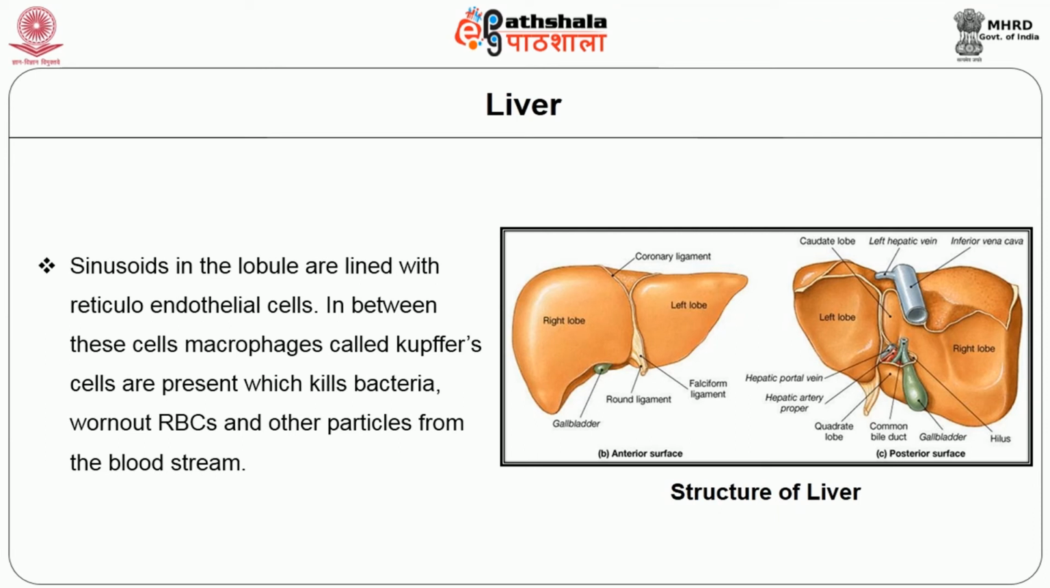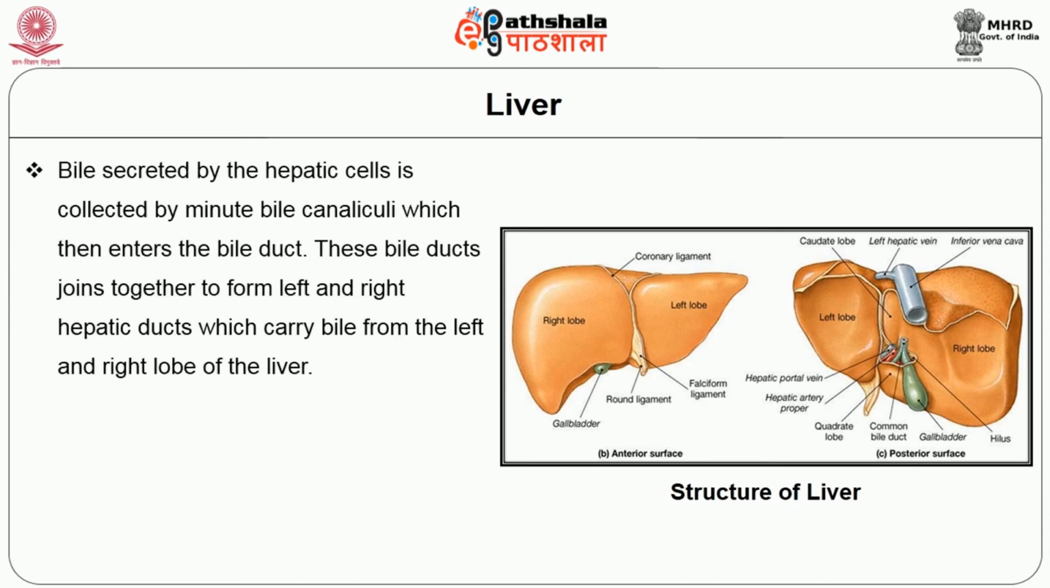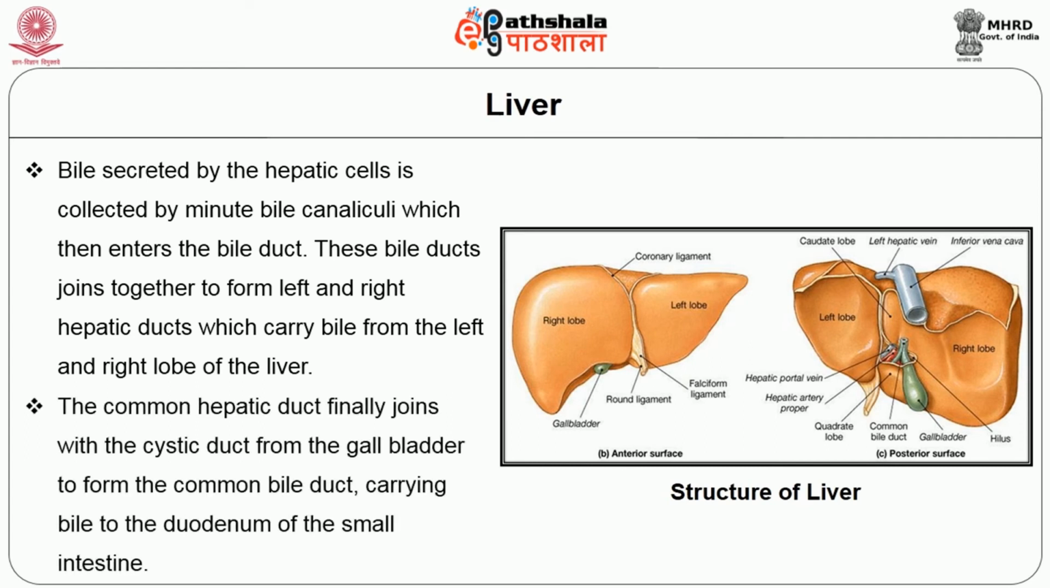In between these cells, macrophages called Kupffer cells are present, which kill the bacteria, worn out RBCs and other particles from the bloodstream. Bile secreted by the hepatic cells is collected by minute bile canaliculi which then enter the bile duct. These bile ducts join together to form left and right hepatic ducts which carry bile from the left and right lobe of the liver. The common hepatic duct finally joins with the cystic duct from the gall bladder to form the common bile duct, carrying bile to the duodenum of the small intestine.